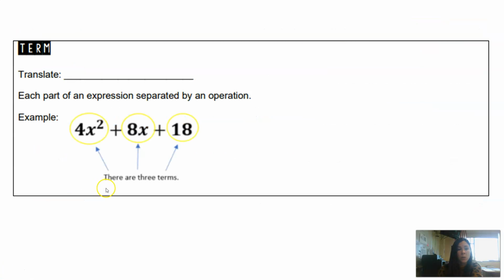The next vocabulary word is term. This is a cognate in English and Spanish, which means the word is very similar. Term is each part of an expression separated by an operation. In this example, we have 4x squared plus 8x plus 18. There are 3 terms here, each separated by an operator or operation, in this case, the plus sign.